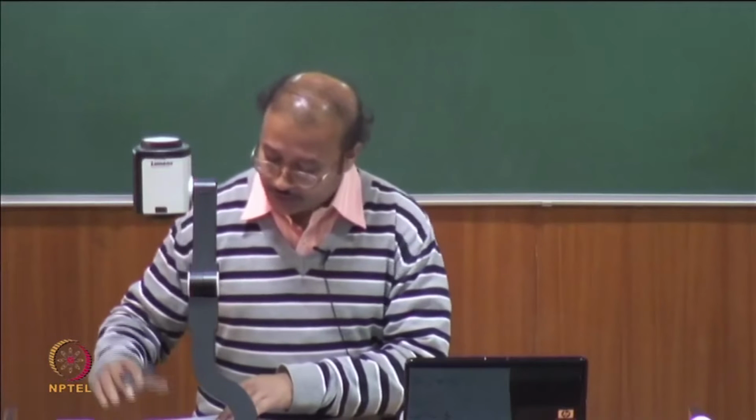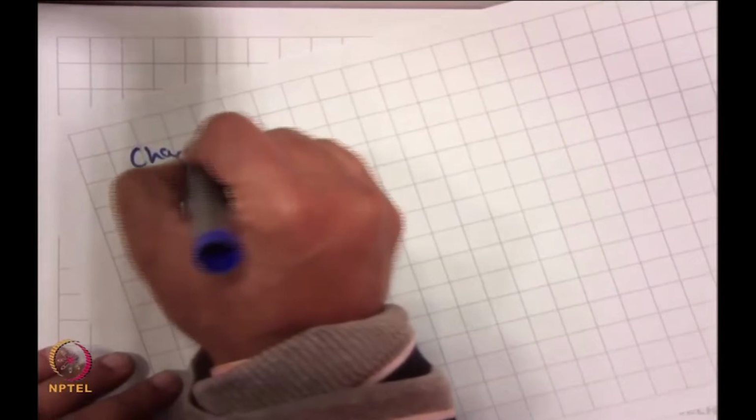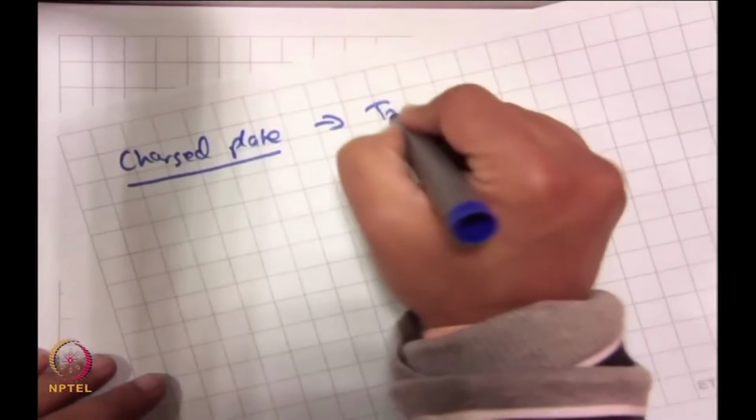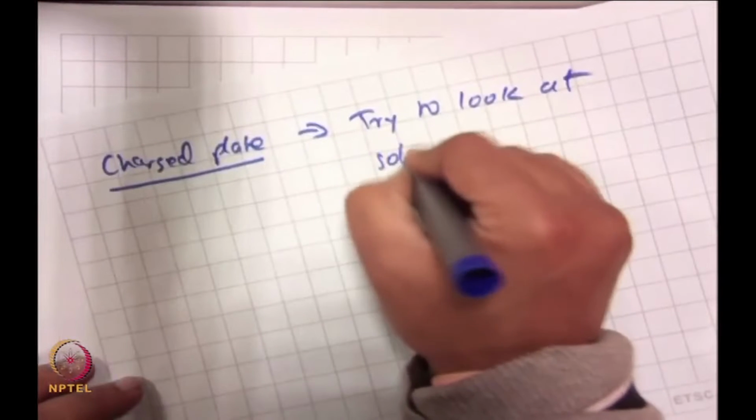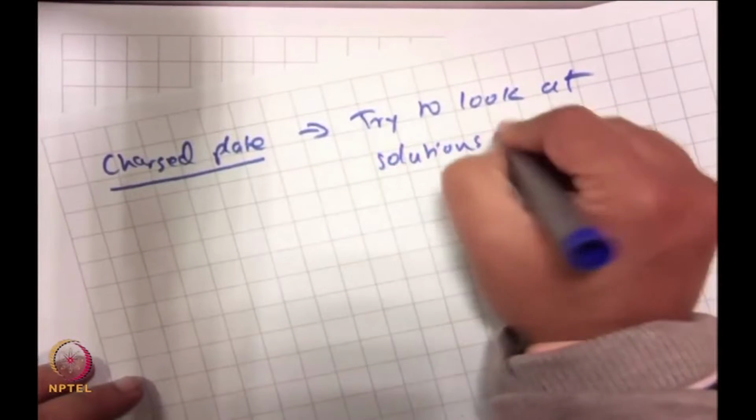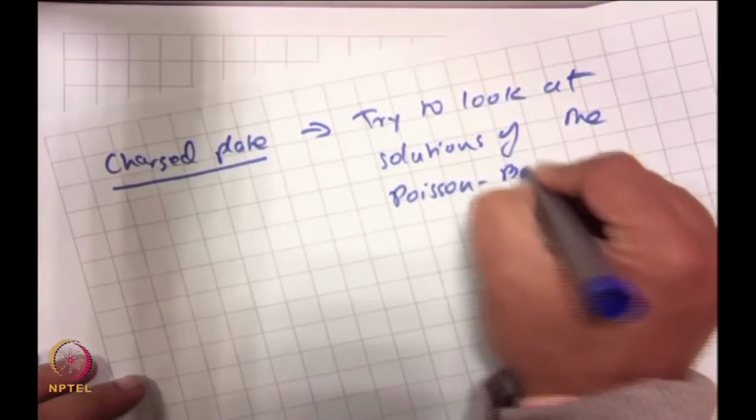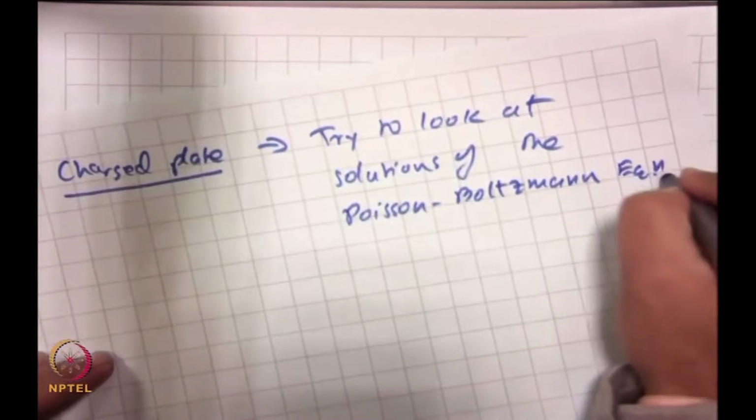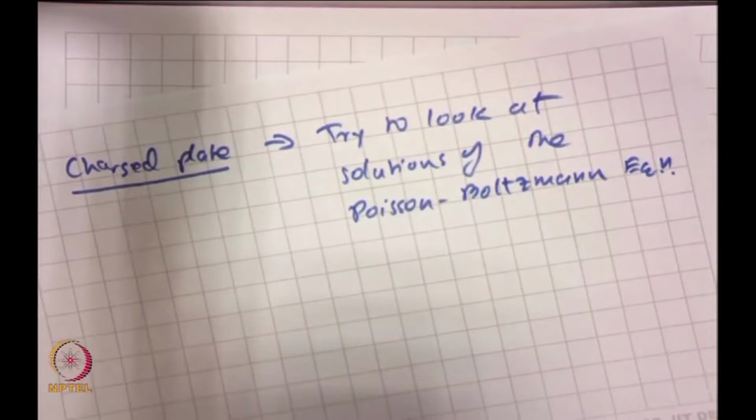Last time, again we took a charged plate and tried to look at solutions of the Poisson-Boltzmann equation. That is what we had started with last class, and I went through it a little bit fast. So, I will essentially start with that.